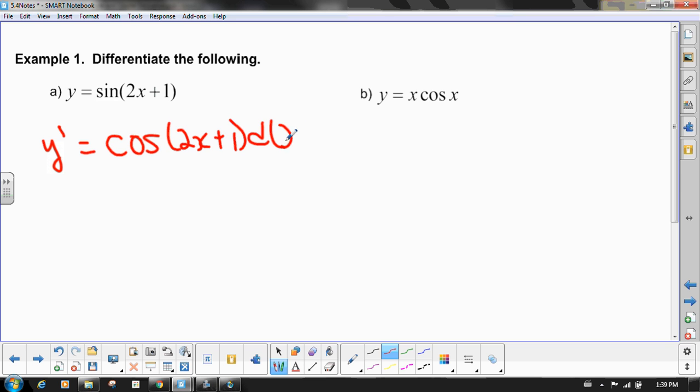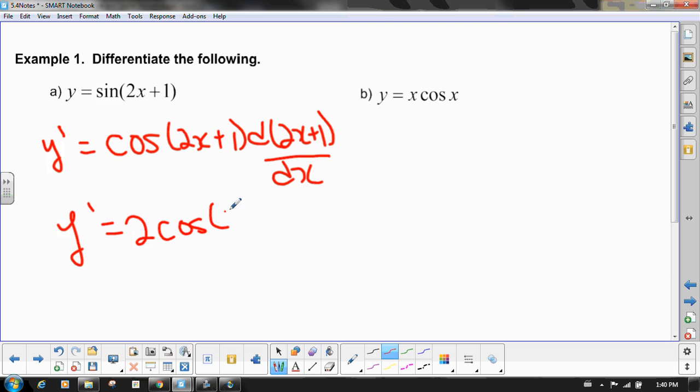Then I need to take the derivative of 2x plus 1. So y prime of this here is going to be 2, since the derivative of 2x plus 1 is 2, cosine bracket 2x plus 1.